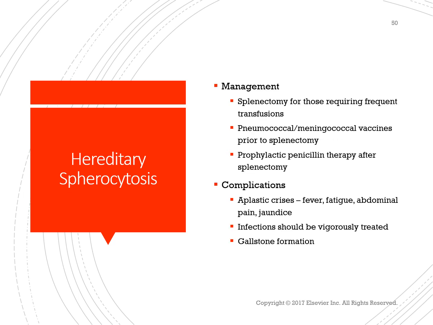Management, if we have a patient that's requiring frequent transfusions, they may need a splenectomy. We're going to make sure that they get their pneumococcal and meningococcal vaccines prior to splenectomy. Prophylactic penicillin therapy is going to be required after they have their splenectomy. Complications, they may see aplastic crises, so they may have fever, fatigue, abdominal pain, or jaundice. Infections should be vigorously treated in these patients, and they may have some gallstone formation.